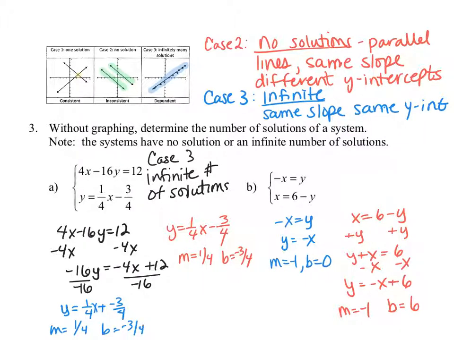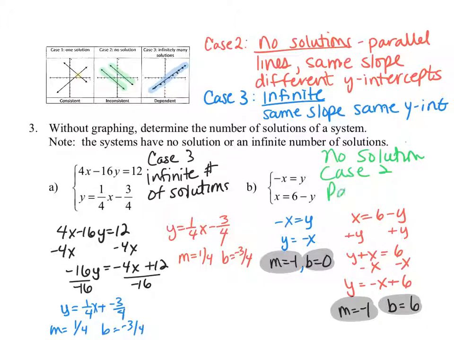So notice that we have the slopes are the same, the slopes are both negative 1, but the y-intercepts are different. So we can see that these will be graphed as parallel lines, and this has no solution. This is case 2. The lines are parallel. So these two lines will never intersect because they have the same slope but different y-intercepts.